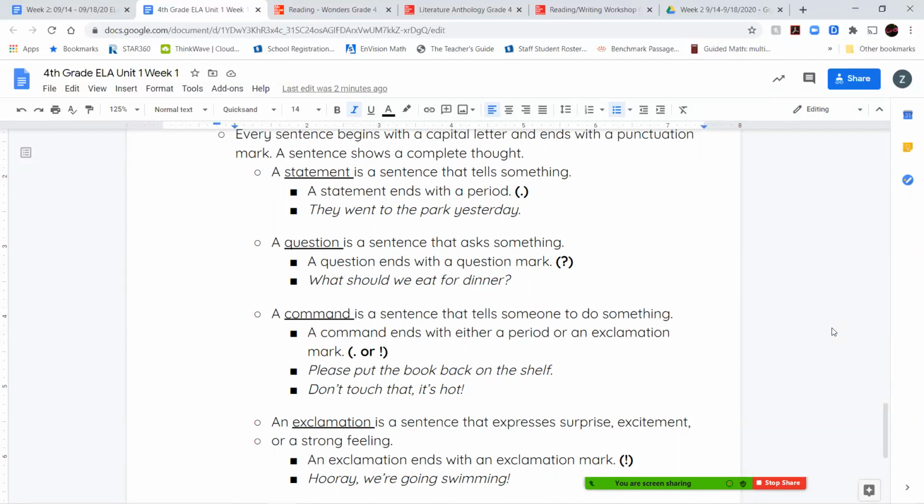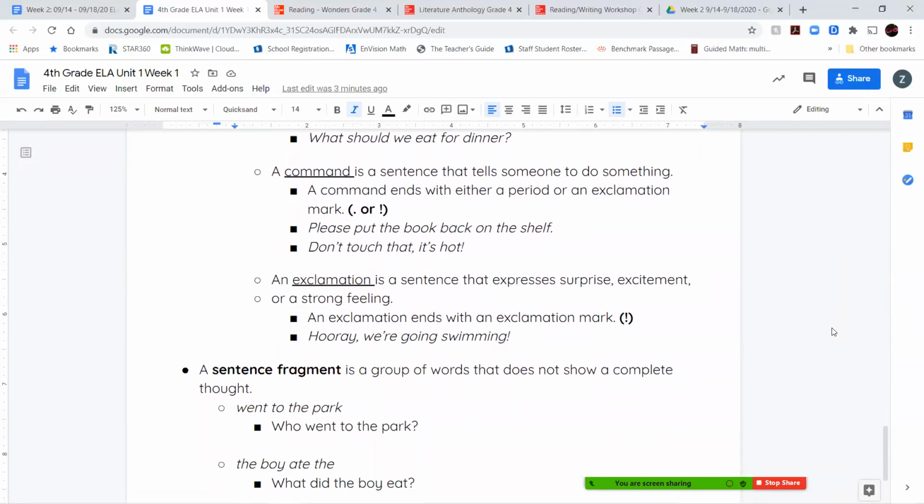And remember, anytime we use an exclamation mark, it's when we're showing strong feelings. So if someone shouts to someone else, "Don't touch that, it's hot!" That's going to end with an exclamation mark because you're giving a command, but you can also tell there's a lot of feeling in it. Now, an exclamation is a sentence that shows surprise or excitement or a really strong feeling. An exclamation is always going to end with an exclamation mark, and that looks like this right here.